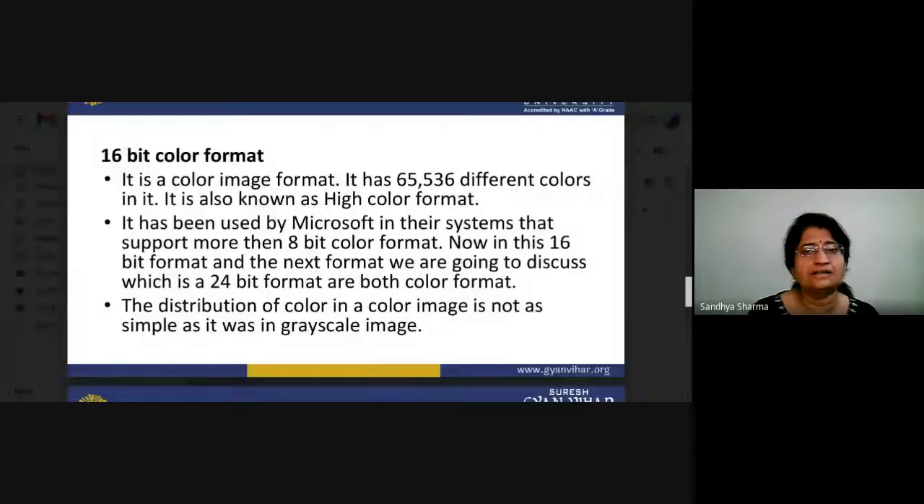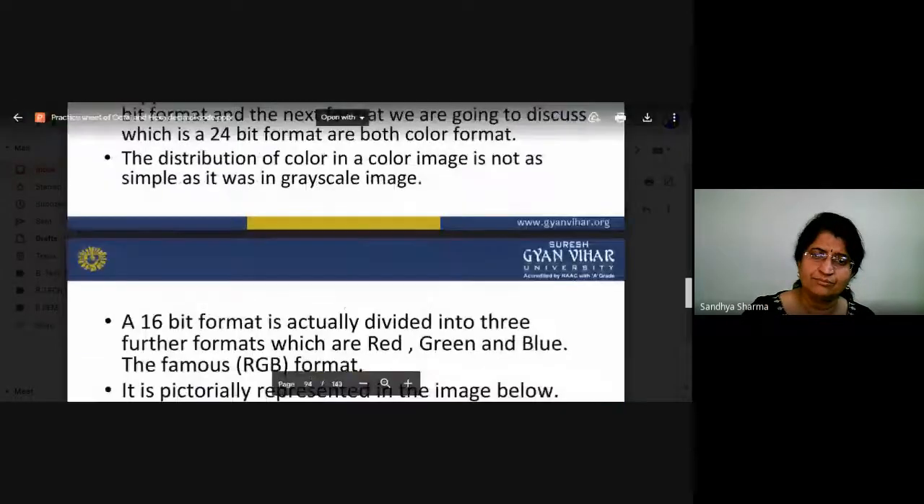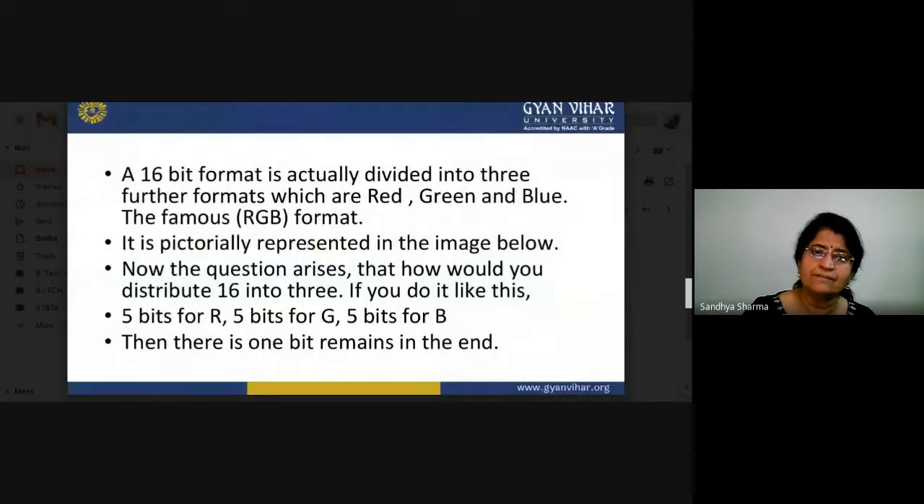But if you are talking about the distribution of colors, it is not as simple as in our grayscale image. It is not easy to define any image in the form of different color levels, because in gray level there is only 0 for black and the highest value for white, and whatever lies between 0 and the highest value represents the different shades of gray. But it's not simple in our color format.